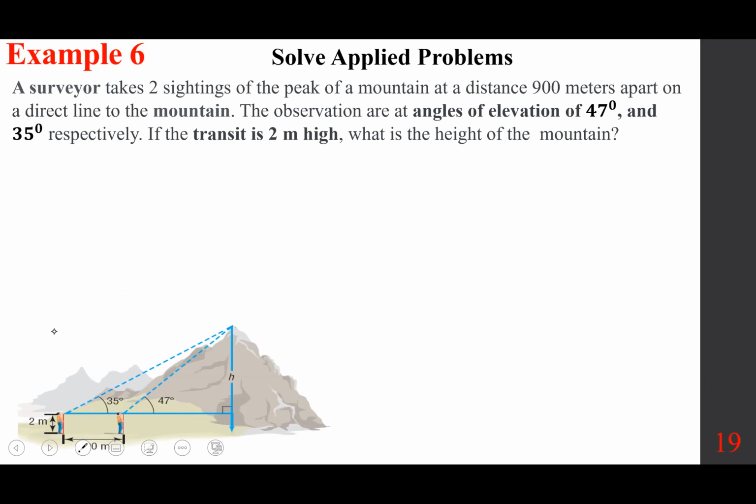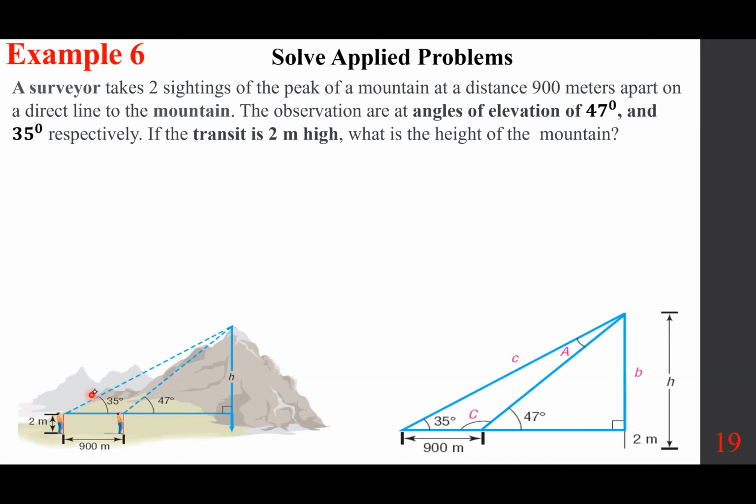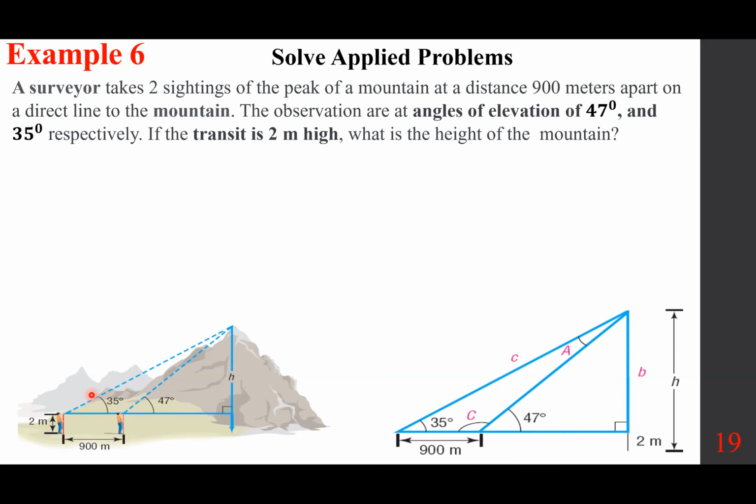A surveyor takes two sightings of the peak of a mountain at a distance 900 meters apart on a direct line to the mountain. The observations are at angles of elevation of 47 degrees and 35 degrees, respectively. If the transit is 2 meters high, what is the height of the mountain? Perfect. So let's look at this setting. It makes it easier to look at it here. We have a 35-degree angle, and none of them may be to scale. We have a 47-degree angle. This distance is 900 meters, and the transit is 2 meters.